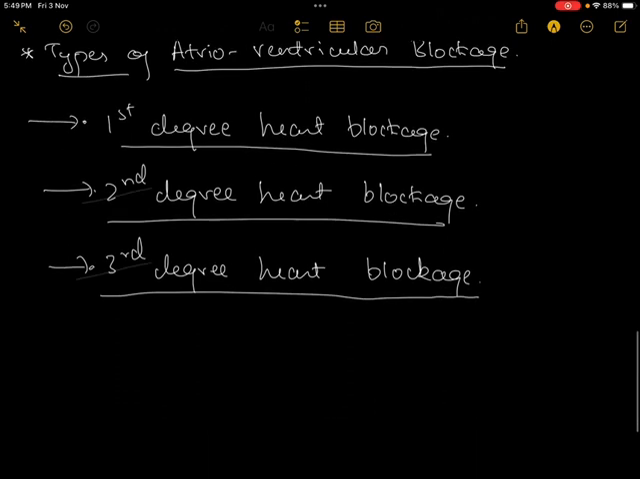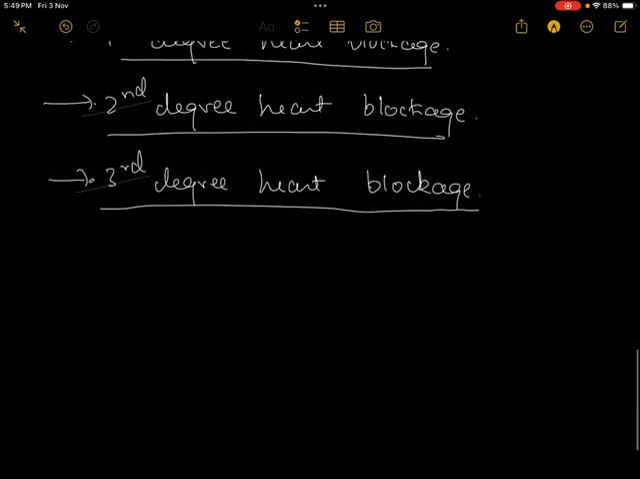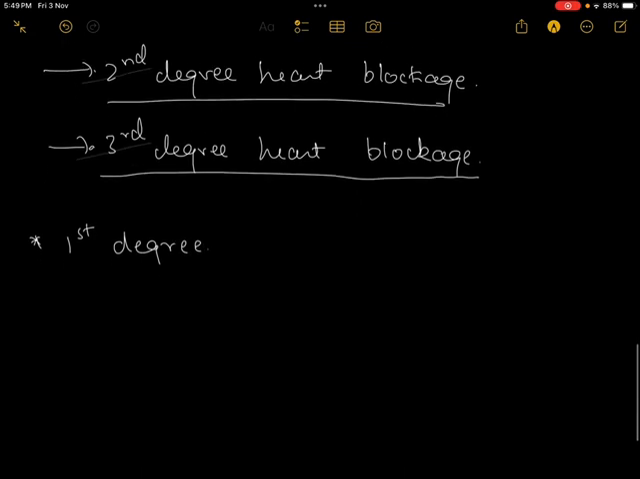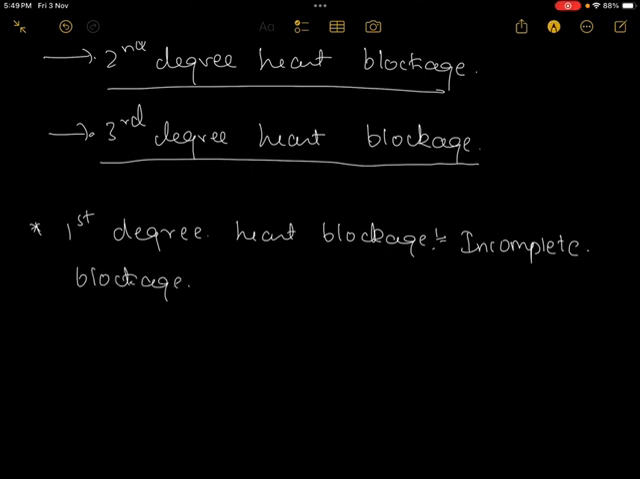So let's go to the first type of blockage, the atrioventricular blockage, what you call as first degree heart blockage. We also call first degree heart blockage as incomplete blockage. So why it is called incomplete blockage, let us see. I'll be explaining this to you.